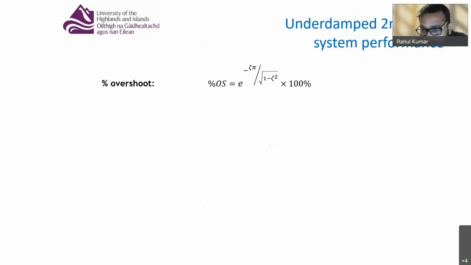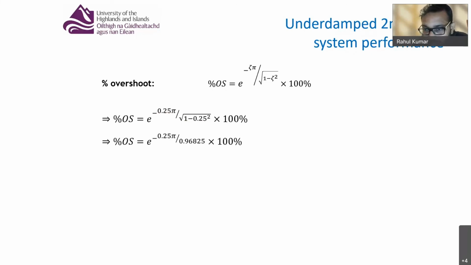Then the next thing we have to find is the percentage overshoot. Percentage overshoot only depends on zeta values. So again, simple substitution: zeta is 0.25, and we have already calculated the square root of 1 minus zeta square, which is 0.968. So we have used that value.